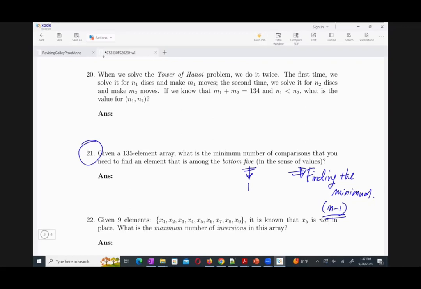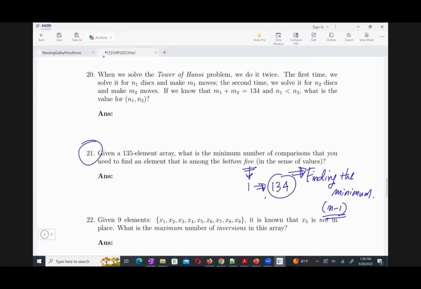Actually, we overdo the problem, right? We do more than necessary, because we don't need to find the minimum, just one in the bottom 5. But we do more than that. We find the bottom 1. What you need to do is bottom 5, but you get bottom 1. The answer for the bottom one is 134, but this is more than necessary. That means your answer should be smaller than this number.